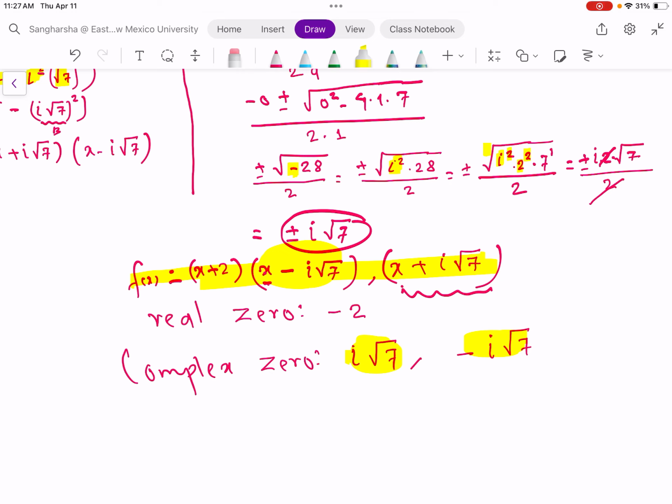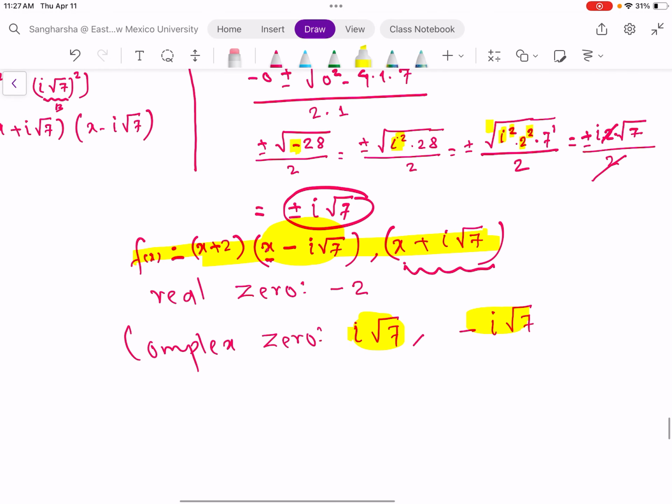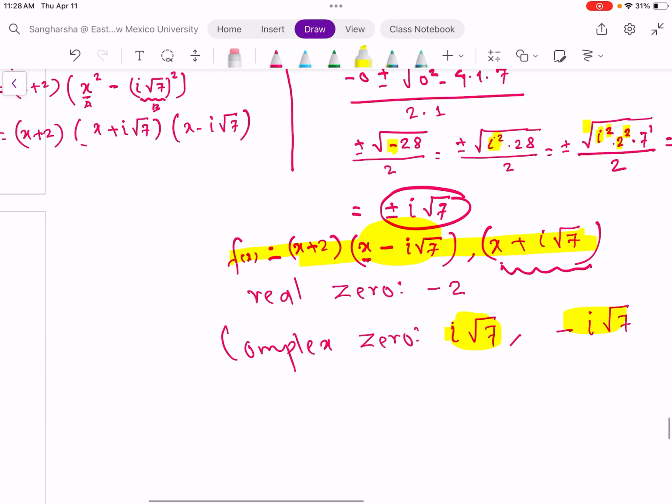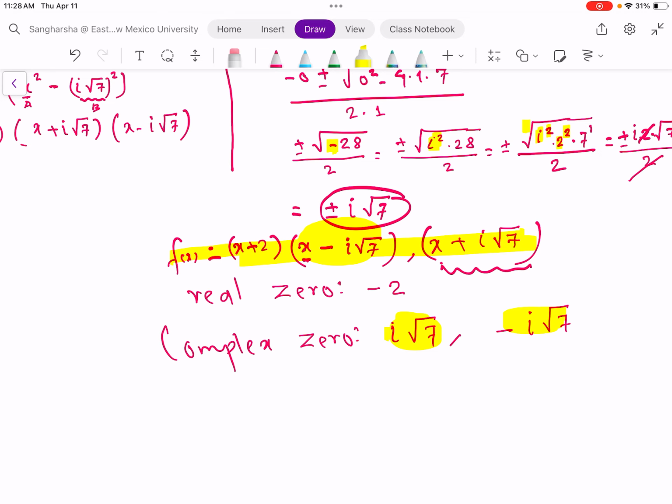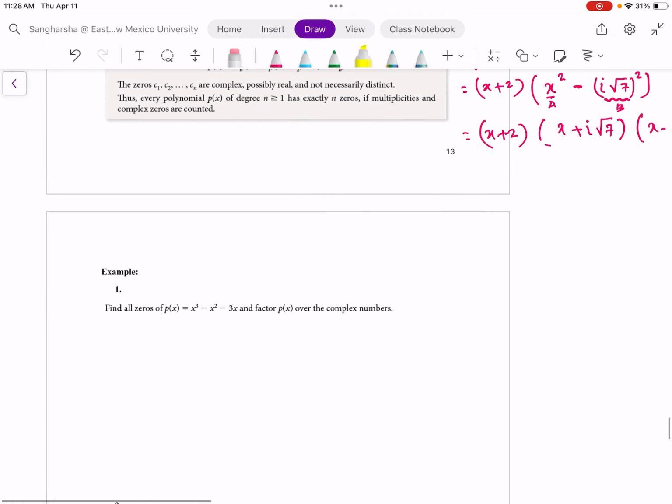Let me know if you have a question, and we'll be doing more examples similar to this one. We have other examples as well. Okay, let's go to the next one.